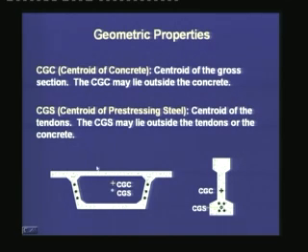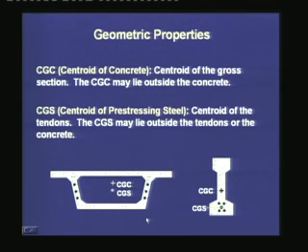The second definition is the centroid of the prestressing steel, or the center of gravity of the prestressing steel, and we shall denote that as CGS. The CGS may also lie outside the tendons or the concrete of the section. In most of our calculations, we do not consider the individual tendons in the prestressed member, but we do the calculations based on the total area AP and the location being considered at the CGS.